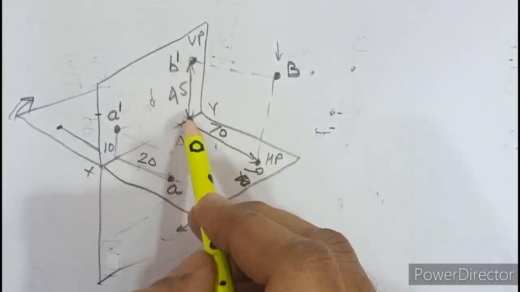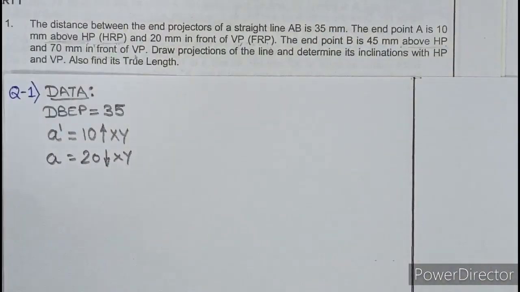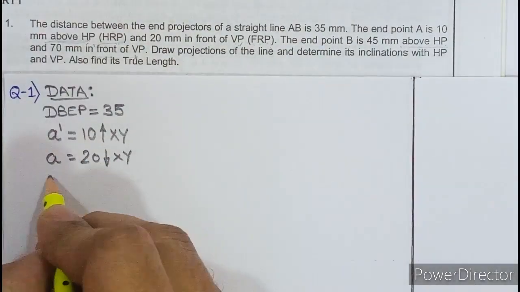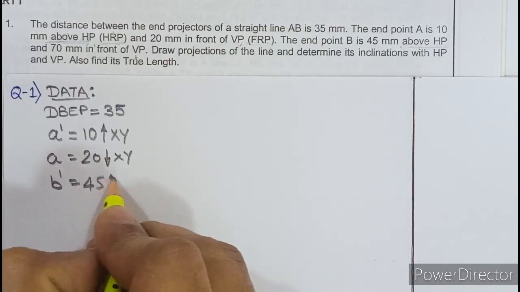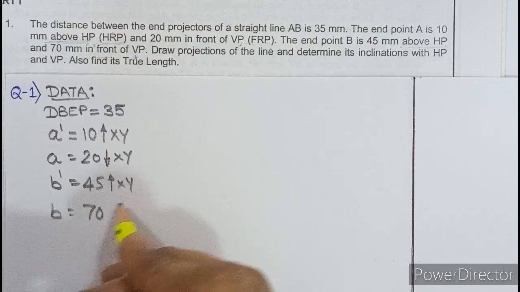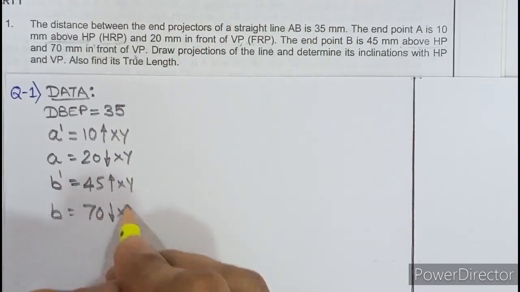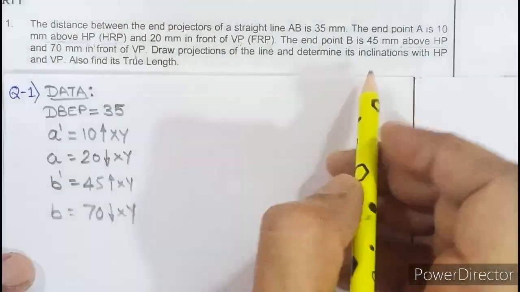So where is B dash? 45 above XY, and B is 70 below XY. So the next data we should write here is B dash equal to 45 above XY, and B is 70 below XY. Okay. Finally, let us read the question further.